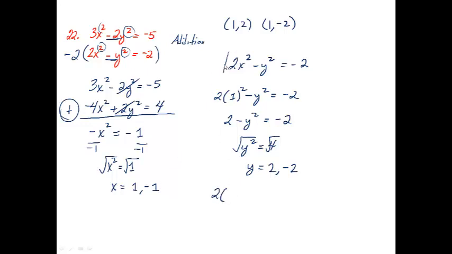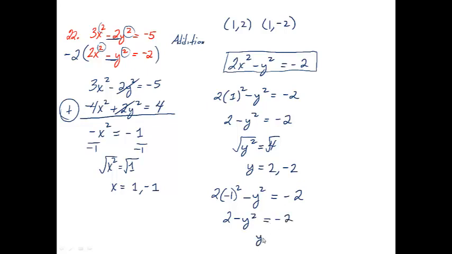So again, I'm going to use this equation, and I'm going to plug in the x. So I get 2 times negative 1 squared minus y squared equals negative 2. So again, that's 2 minus y squared equals negative 2. So you get y squared is going to be 4. You take the square root on both sides, you get y is 2 as well as negative 2. And remember, x was negative 1. So now you have another pair of answers: (negative 1, 2) and (negative 1, negative 2).